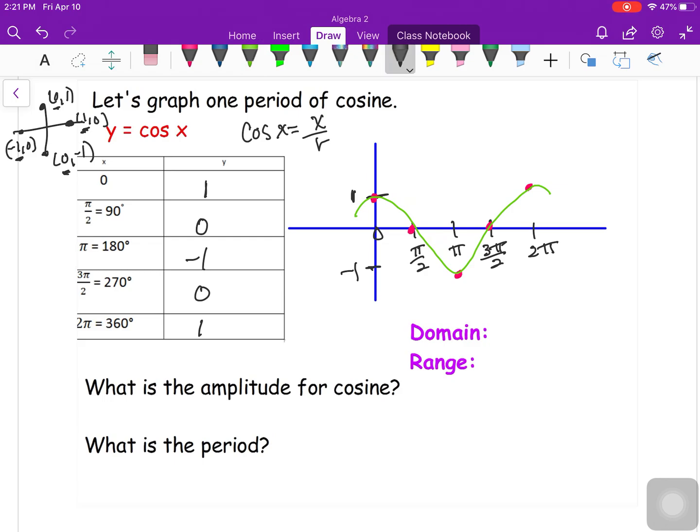So if we look at our domain, all of these x values are used because this keeps on going left and right. So again, x is all reals. My range, again, from negative 1 to 1 are all my y values. So what was the amplitude for this function? What was your a here? It is a 1. And what is the period? What did one cycle take us from? 0 to 2 pi, which gives me 2 pi units.